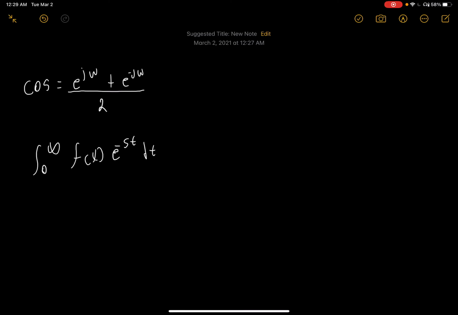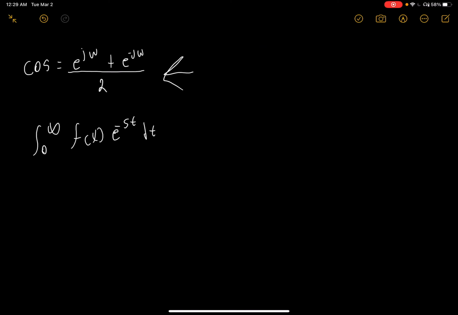So, like I said, you have an Euler identity for sine. You have an Euler identity for cosine. This is the given one for cosine right here, and that's what we were going to be utilizing to do our Laplace transform using the Laplace transform definition. So let's go ahead and get this started.